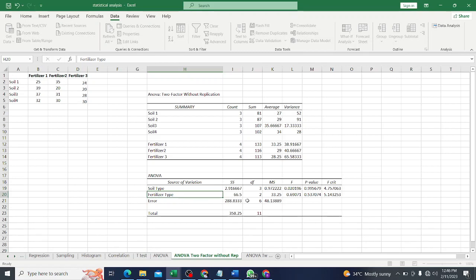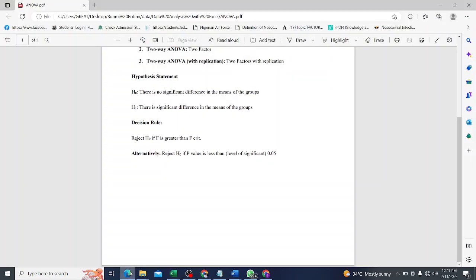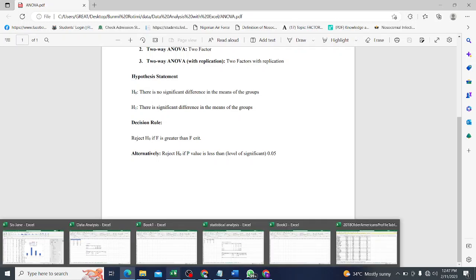So that is that. Then we have the sum of squares, the degrees of freedom, and then basically what we need is the F statistic value, the P value, and the F critical. So we compare each of these values. Now, don't forget our rule says to reject H naught if F is greater than F critical. So we are still working with that rule.